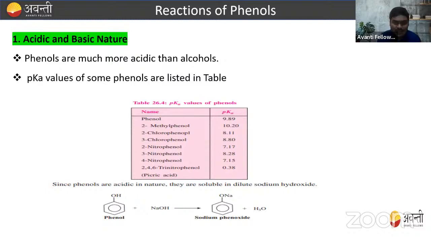Now, let's see the more important reactions of phenol. Phenols are much more acidic than alcohols. This point you must remember. If I'm talking about the pKa values of some phenols, we have a table with us. Phenol has a pKa value of 9.89, and similarly, 2-methyl phenol has a pKa value of 10.28. We know that the higher the value of pKa, the lower the value of Ka, and the lower the acidity, because for acidity the Ka value will be more. pKa and Ka are inversely related to each other.